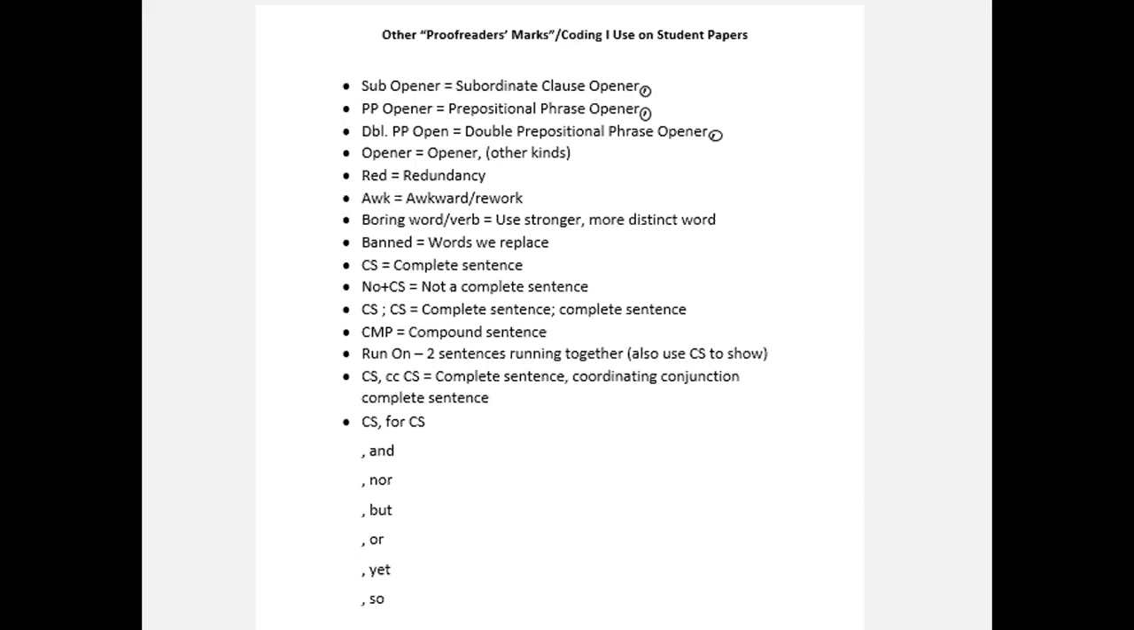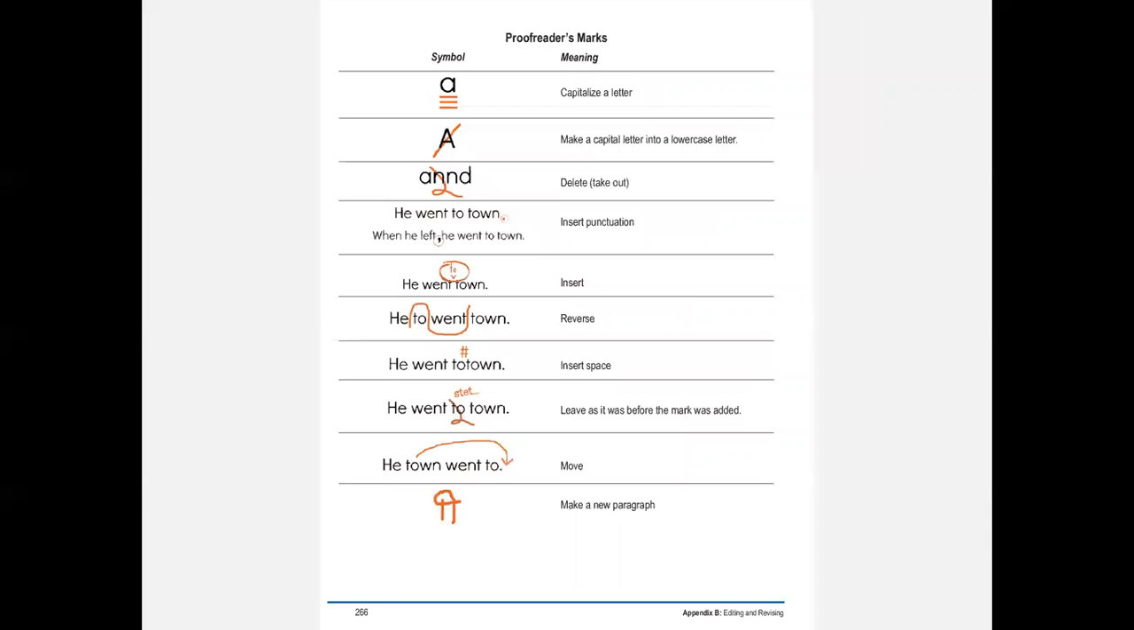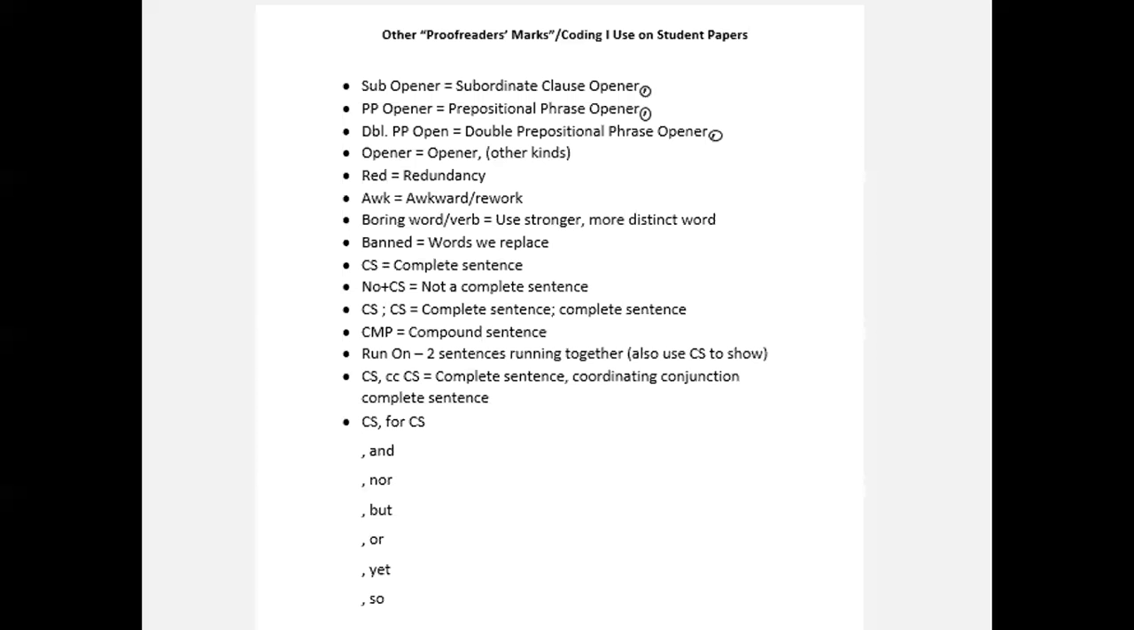So then they do the checklist challenge, and then we take their paper and their chart in, and the editor edits the whole paper using these codings that I made up and these proofreaders marks that are official. They edit the paper, and then they grade the checklist challenge.